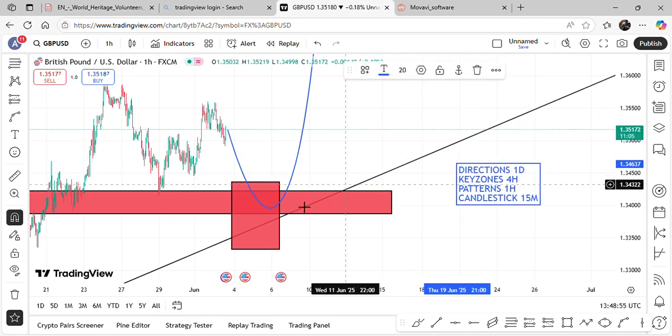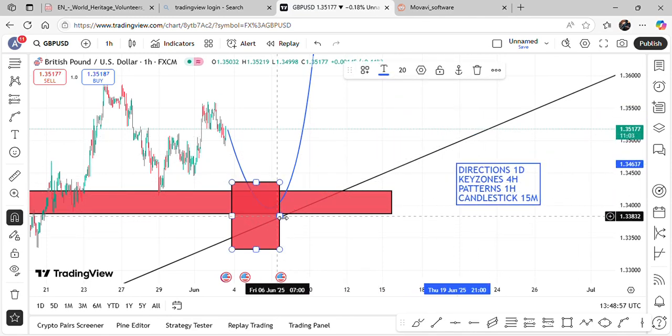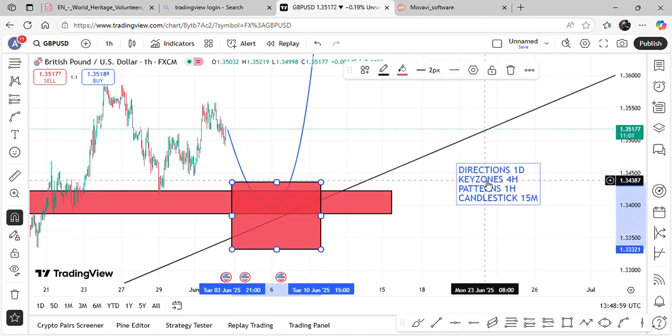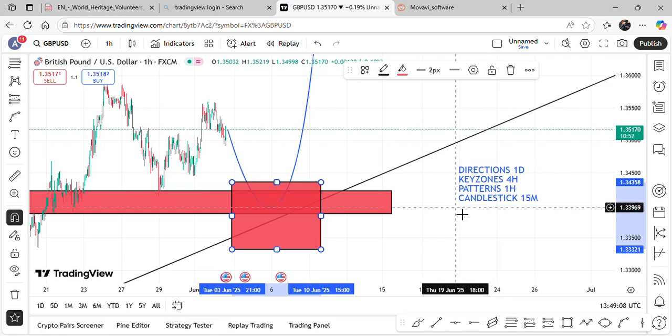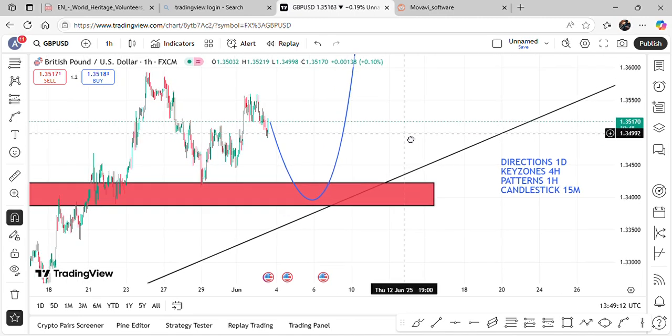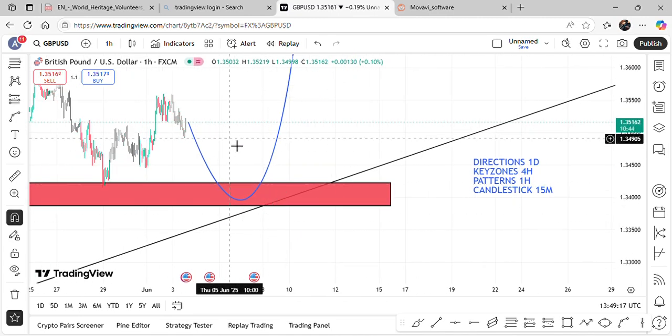At this point in time, I have 4 rules which I'm paying attention to. Price has to trade in my direction. The key zones have to be in alignment with the direction. The patterns have to be in alignment with the direction. And the candlestick confirmation has to close out bullish, telling me that it is time for me to buy, in order for me to click the buy button. So these are the things I'll be watching out for.